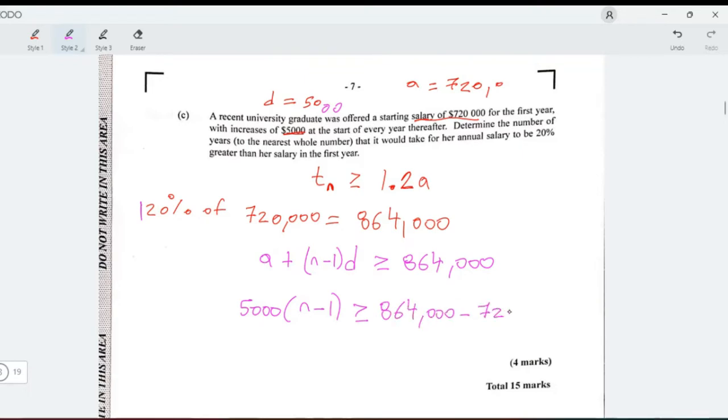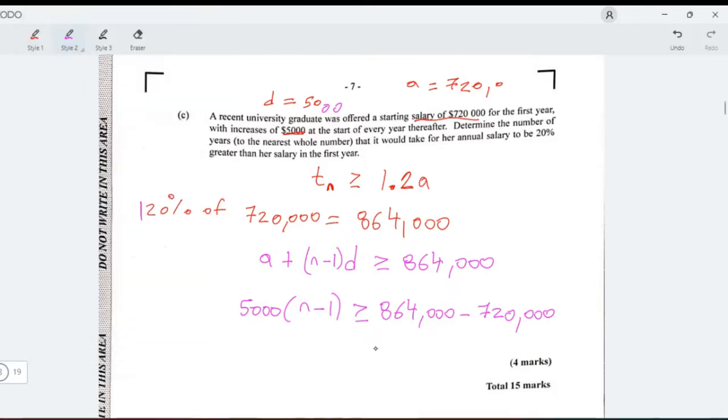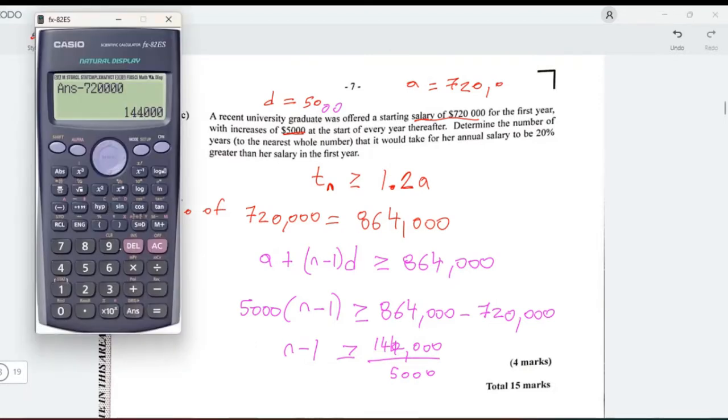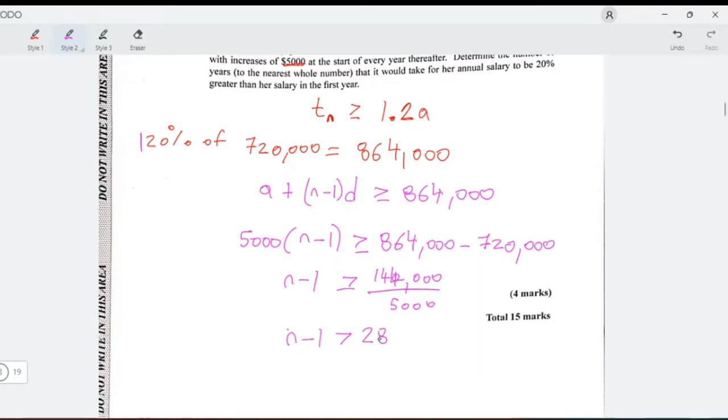864,000 minus 720,000. So do our subtraction. That is 144,000. And then we divide by 5,000. We divide both sides by 5,000 straight away, so we get n minus 1. Now you put that into your calculator, divide by 5,000, and we get 28.8. So if n minus 1 is greater than 28.8, then n is greater than 29.8. And so n is equal to 30. That's the next number bigger than 29.8.